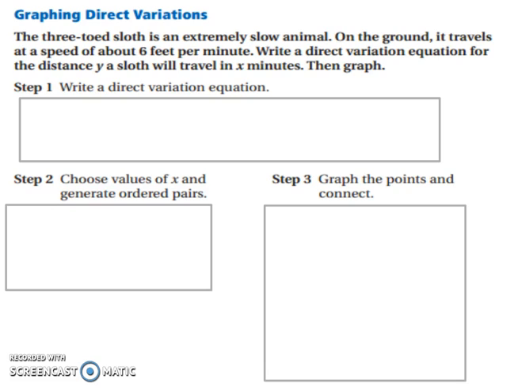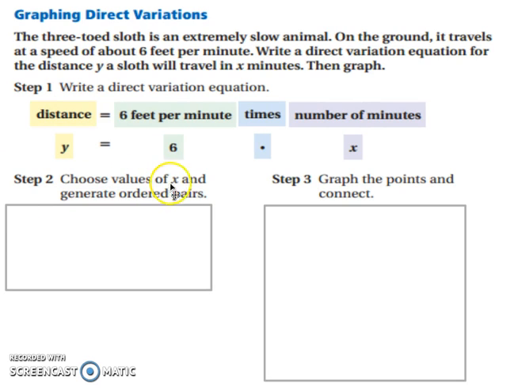Let's look at graphing direct variations. The three-toed sloth is an extremely slow animal. On the ground, it travels at a speed of about 6 feet per minute. Write a direct variation equation for the distance y a sloth will travel in x minutes. Then graph it. So let's start by writing a direct variation equation. Well, since it goes 6 feet per minute, that would be 6x, so y equals 6x.